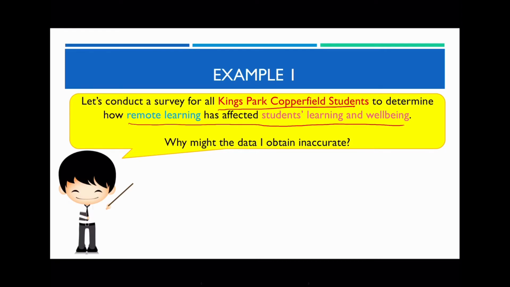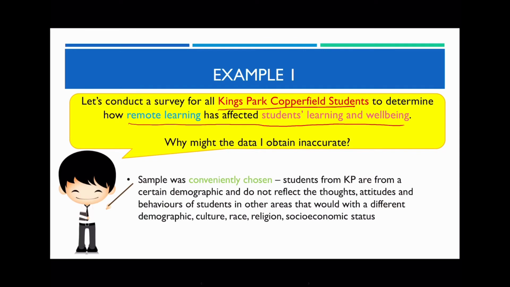The reason the data I obtained from this survey is going to be skewed is that I've deliberately chosen to give it to Kings Park Copperfield students, which in this case is a convenience sample. And when something is convenient, this automatically means that it is not representative of all students within the nation, within Australia at all. Students from KP are from a certain demographic and do not reflect the thoughts, attitudes, and behaviors of students in other areas that would otherwise have a different demographic.